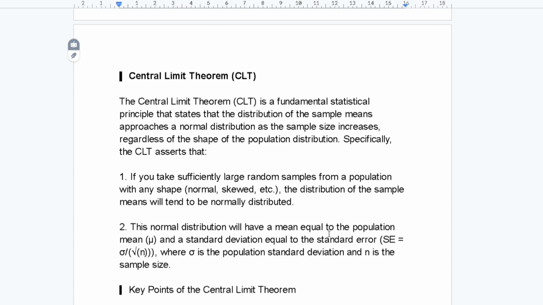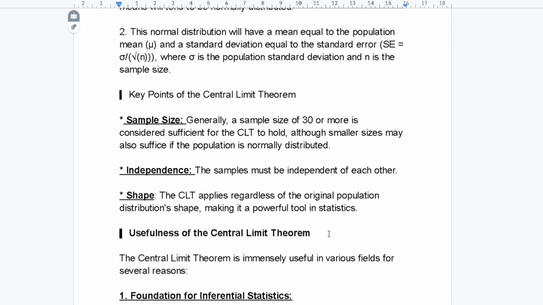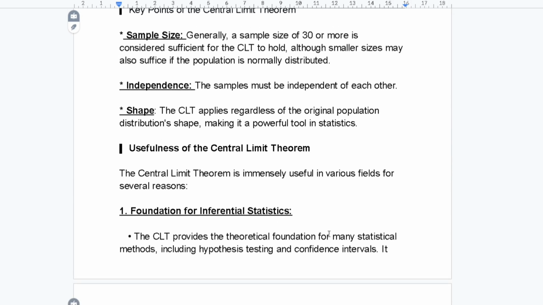And second, this normal distribution will have a mean equal to the population mean mu and a standard deviation equal to the standard error. Now the key points of the central limit theorem are: sample size, where a sample size of 30 or more is considered sufficient for CLT. Independence, the samples must be independent of each other. Shape, CLT applies regardless of the original population shape, making it a powerful tool in statistics.